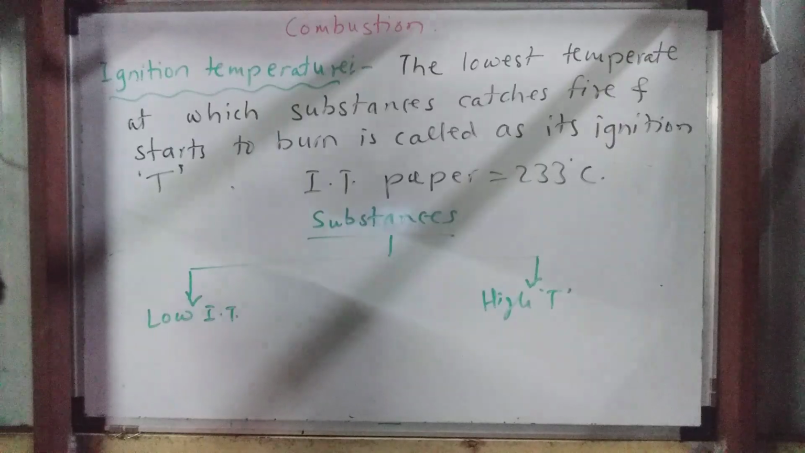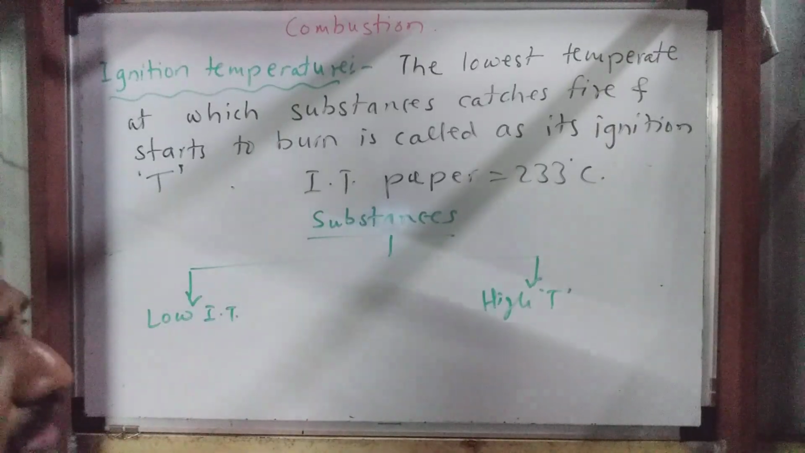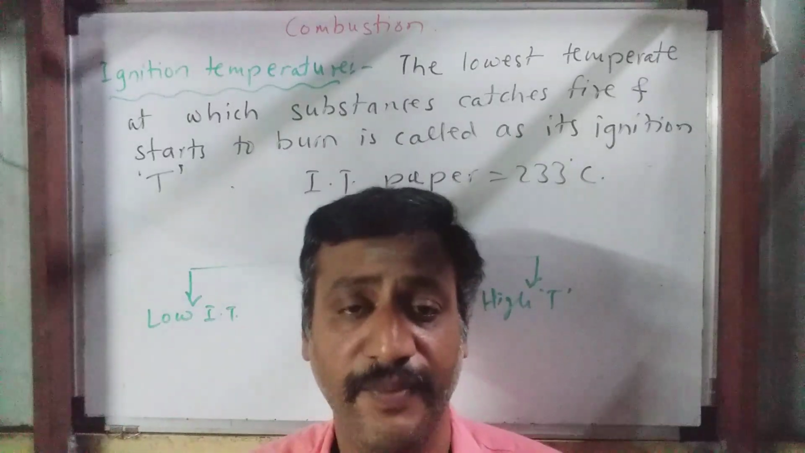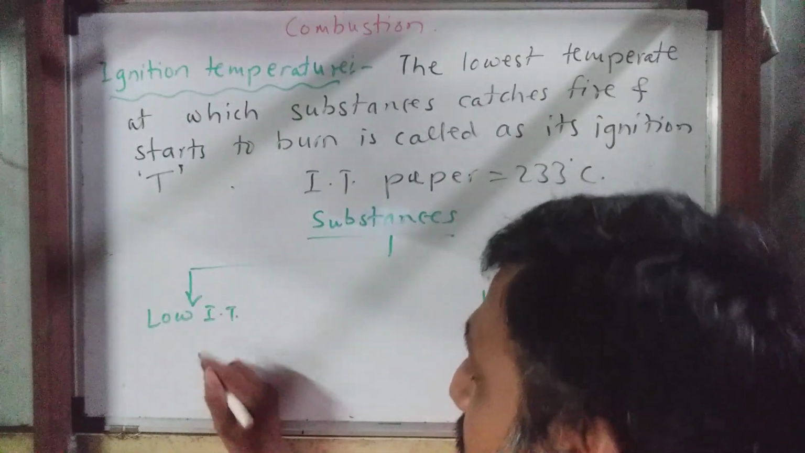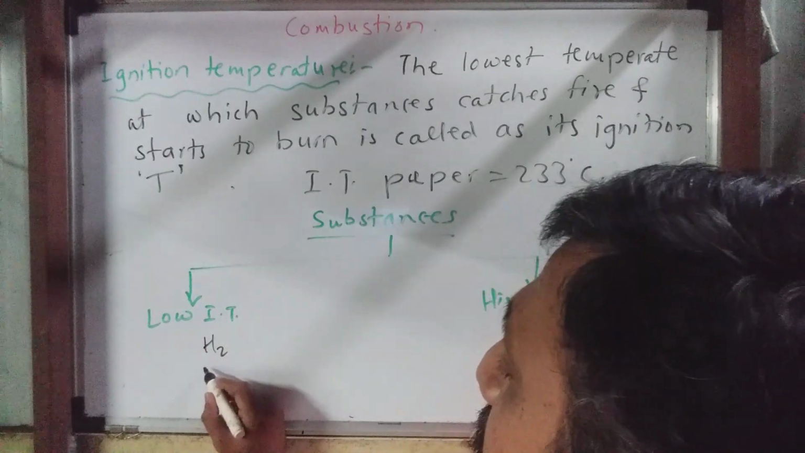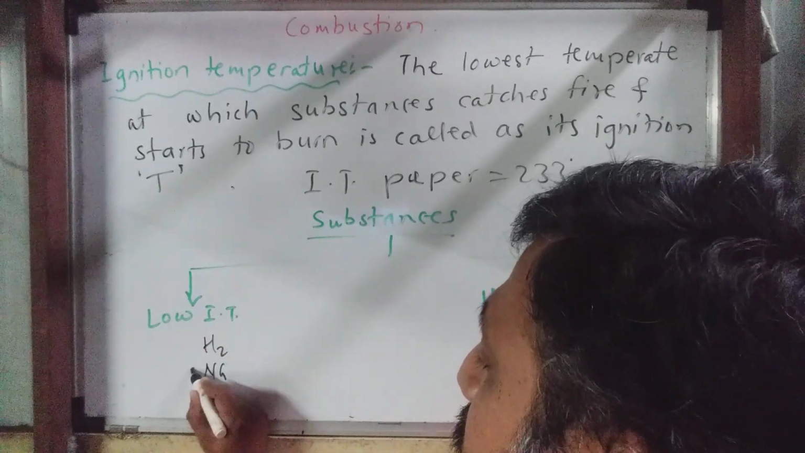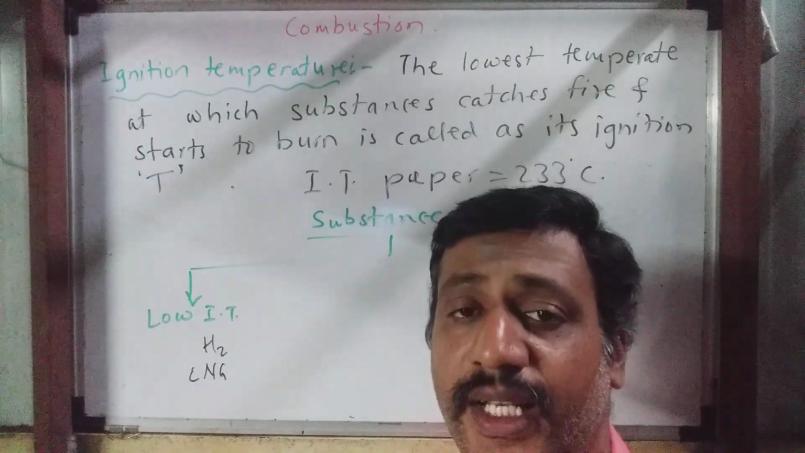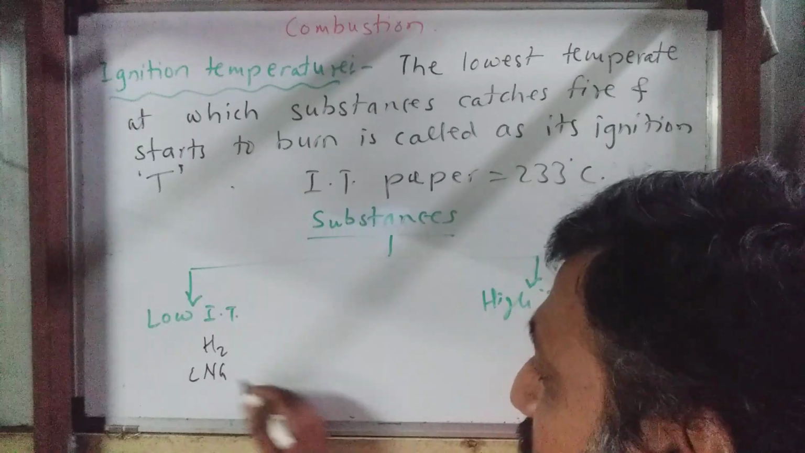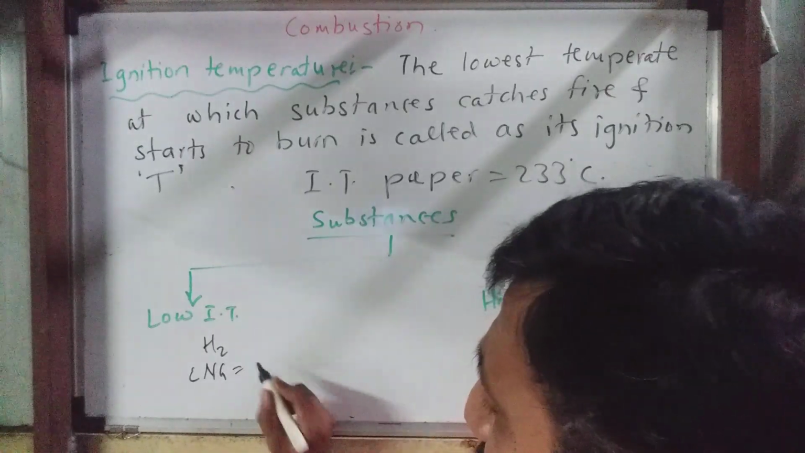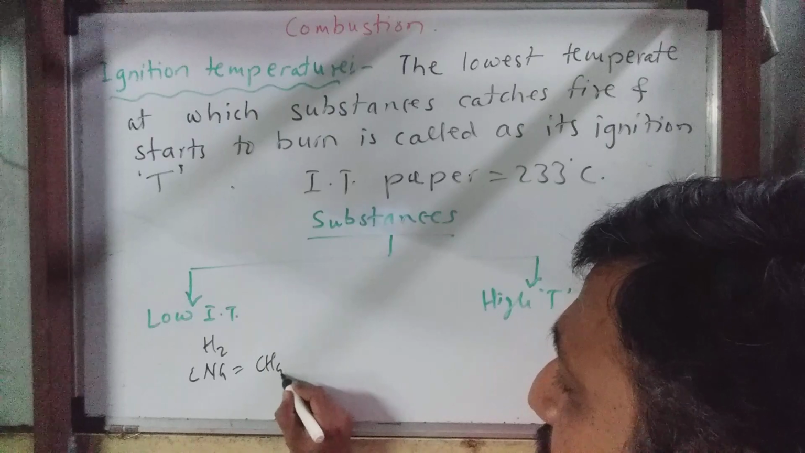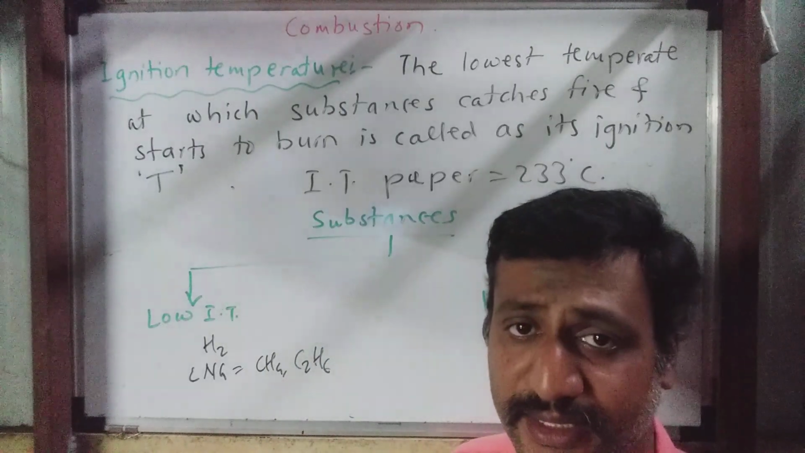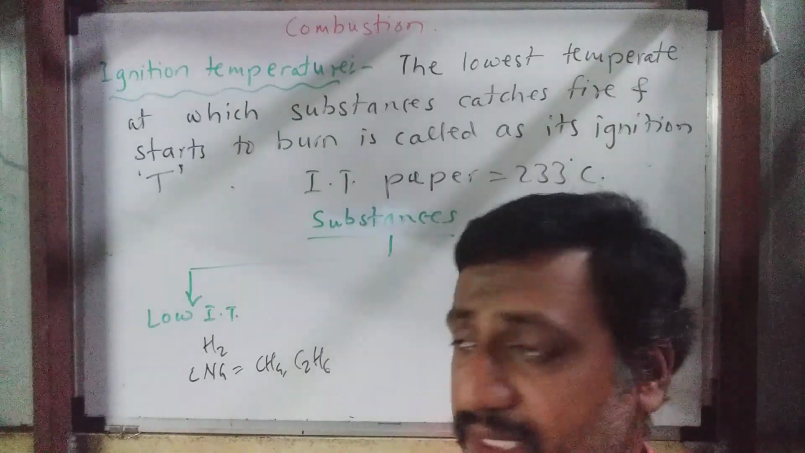Okay, can you give examples? Low ignition temperature. Low ignition temperature means what? Easily that substance catches fire. Okay, for example, gases like hydrogen gas. Then we have natural gas, CNG. Nowadays I am seeing in many places that CNG pumps are also there. You also might be noticing this. So CNG consists of which gases? Methane, CH4, and ethane, C2H6. Methane and ethane are the constituents of natural gas. When it gets compressed, that is compressed natural gas.